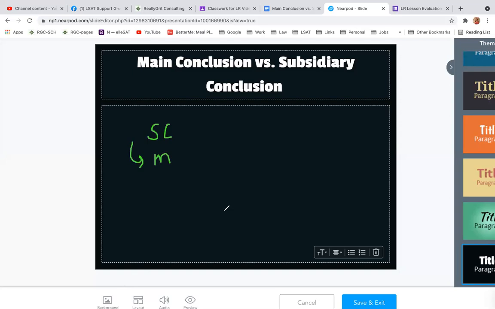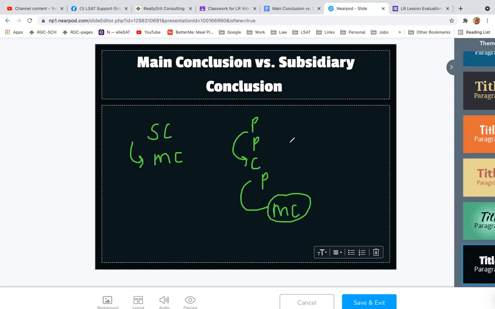So sometimes we'll have an argument that gives us a premise, not in any particular order, and then it gives us a conclusion, and both of these premises are supporting that conclusion. But we might have another premise, and in turn, both of these things support another conclusion, which is what our main conclusion is.